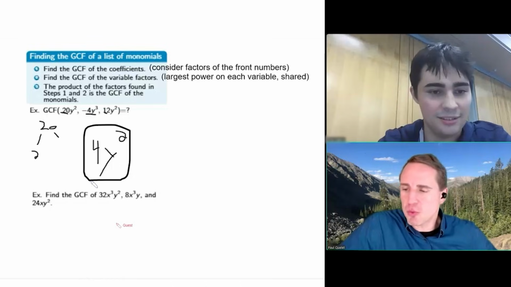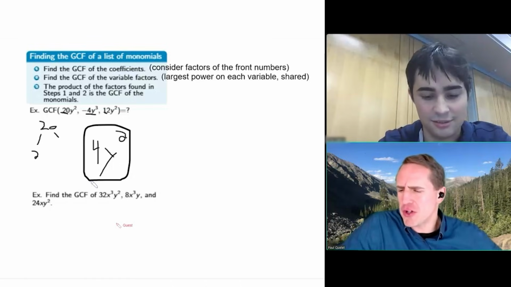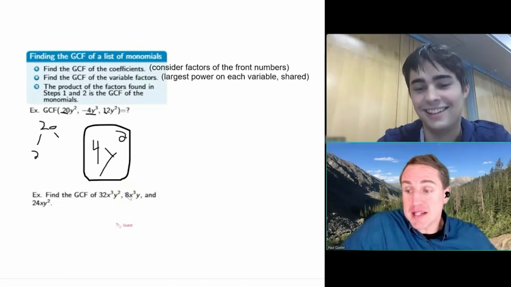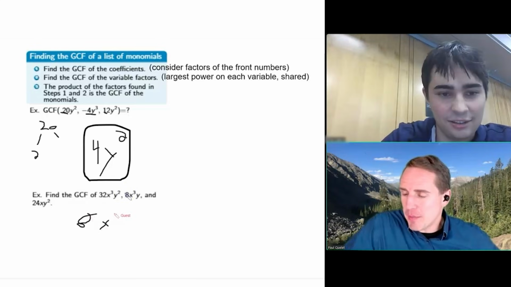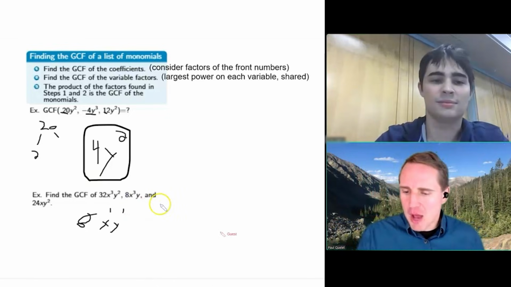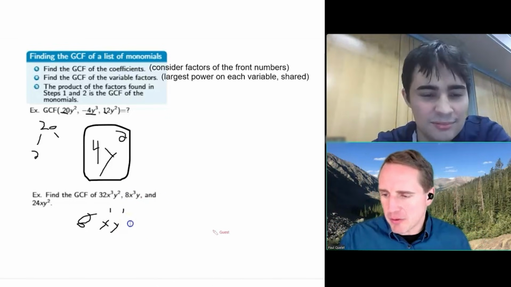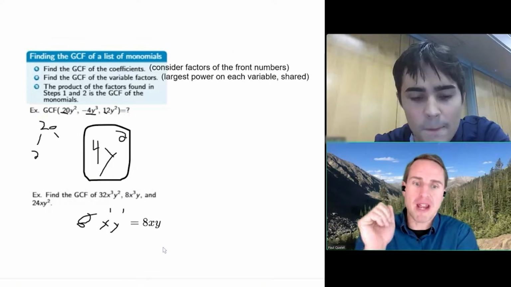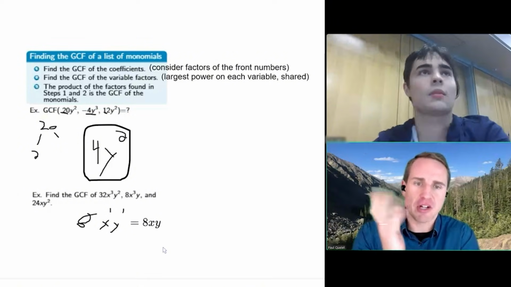Let's start with the numbers. What should be the greatest common factor of 32, 8, and 24? I think it's 8, because 8 goes into all of them. And then x to what power? And then y to the first, because we need the smallest. I mean, this would just be 8xy, right? Most professors would just write 8xy because anything to the first power is understood.